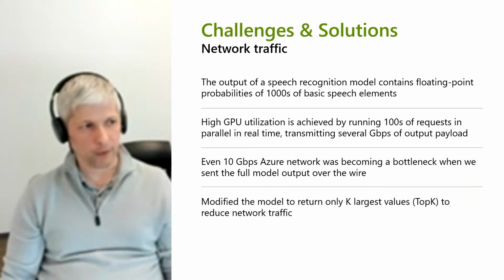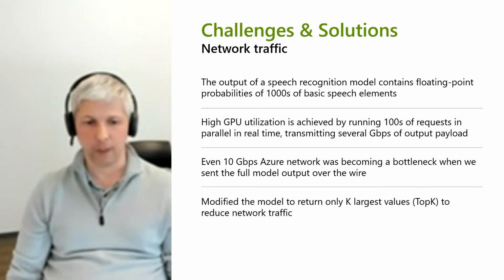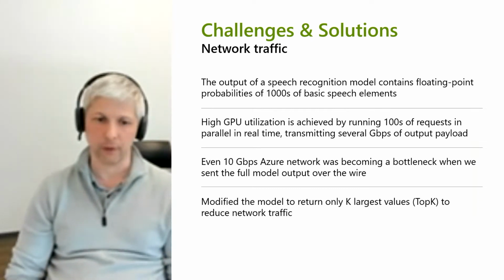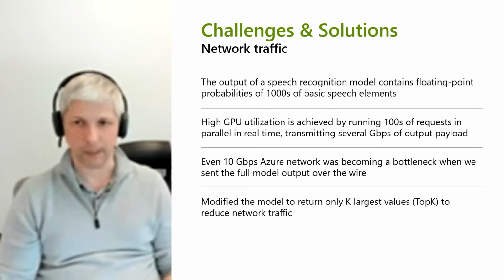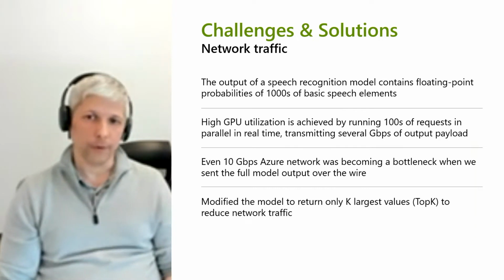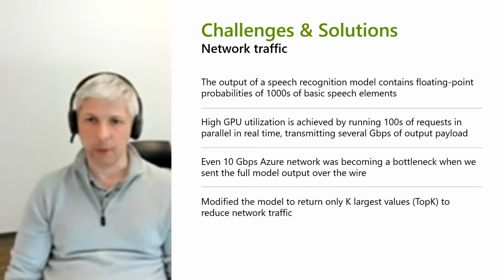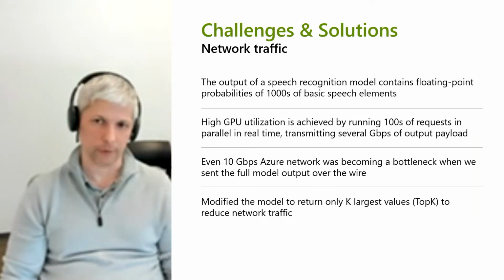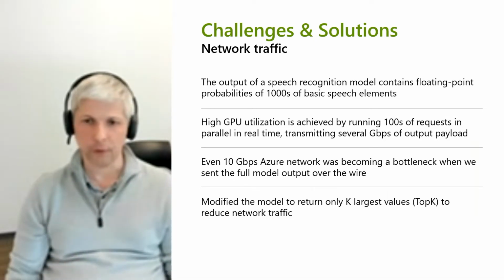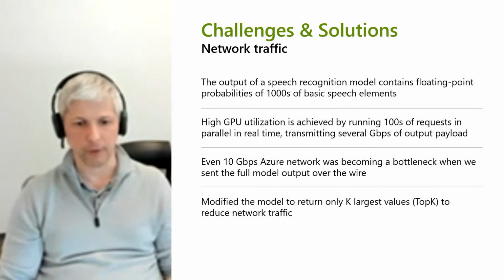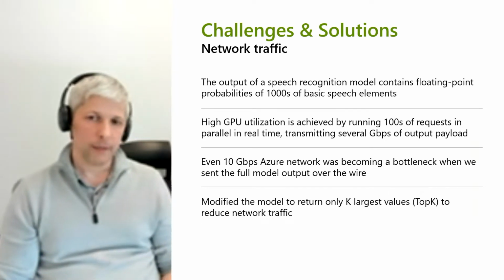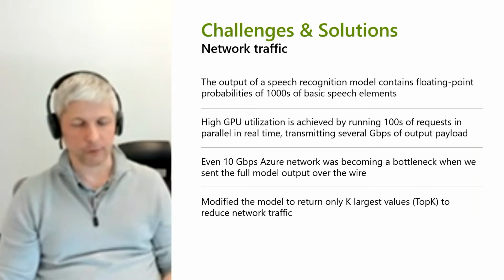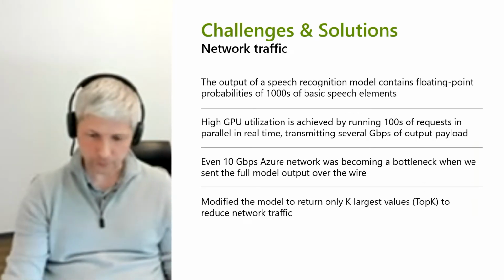And the best way we found to deal with that was to modify our model so that instead of this full vector of probabilities, we return only the largest top K of them, with the intuition being that these are probabilities, so probably the largest ones matter and the rest of them don't really matter. Even though it was a little bit more complicated than that, that's the basic idea. And this trick allowed us to reduce network traffic enough so that the network is no longer a bottleneck.